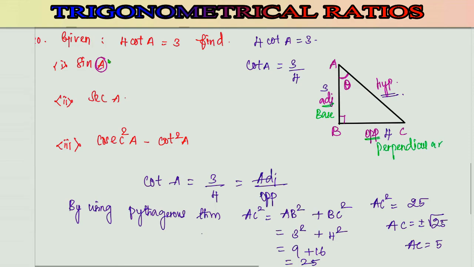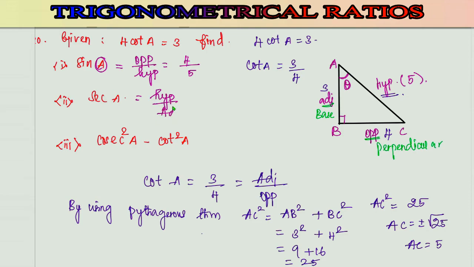Okay, now I am going to substitute into the formulas. We got hypotenuse side is 5. Sine A is equal to opposite side divided by hypotenuse side. So opposite side we have 4 divided by hypotenuse side 5. So secant formula is hypotenuse side divided by adjacent side. So hypotenuse side is 5 divided by adjacent side is 3.